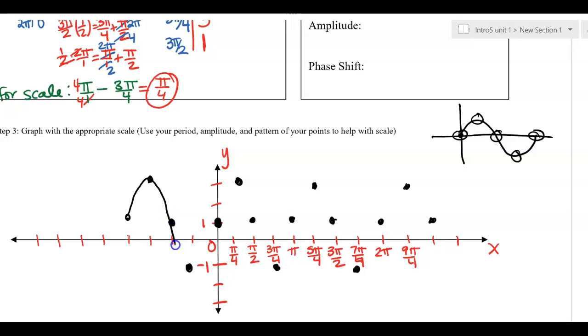And then that should make you nice sine waves.